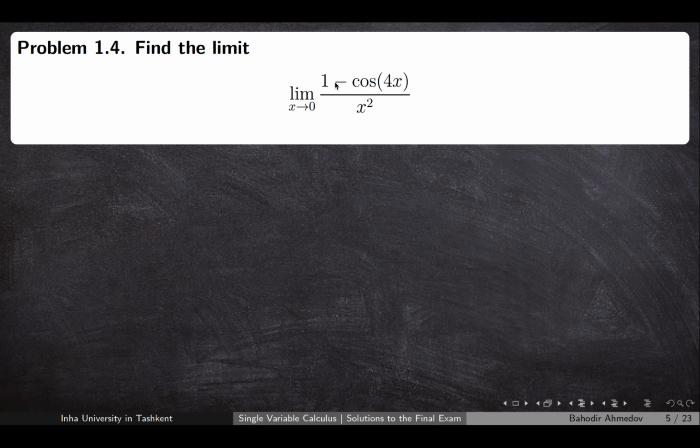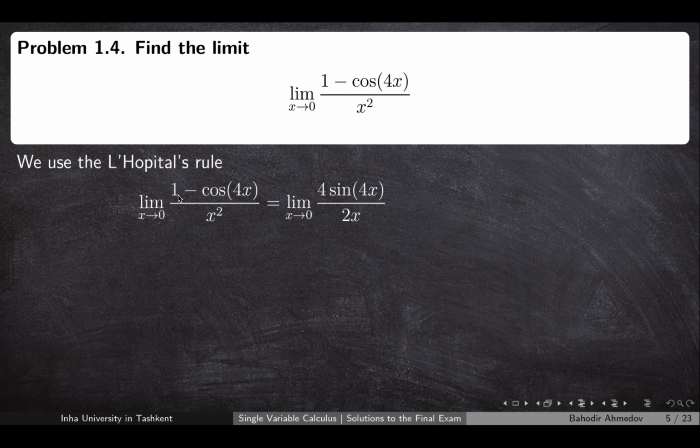In order to evaluate this kind of limits, we can take the derivative of the numerator and denominator separately and evaluate that limit. So let us find the derivative of the numerator. It's going to be equal to 0 minus sine of 4x, right? So the derivative of minus cosine of 4x is going to be equal to minus sine of 4x. And additionally, I need to multiply this by 4. And the derivative of x squared is equal to 2x. So this limit is going to be equal to this limit.